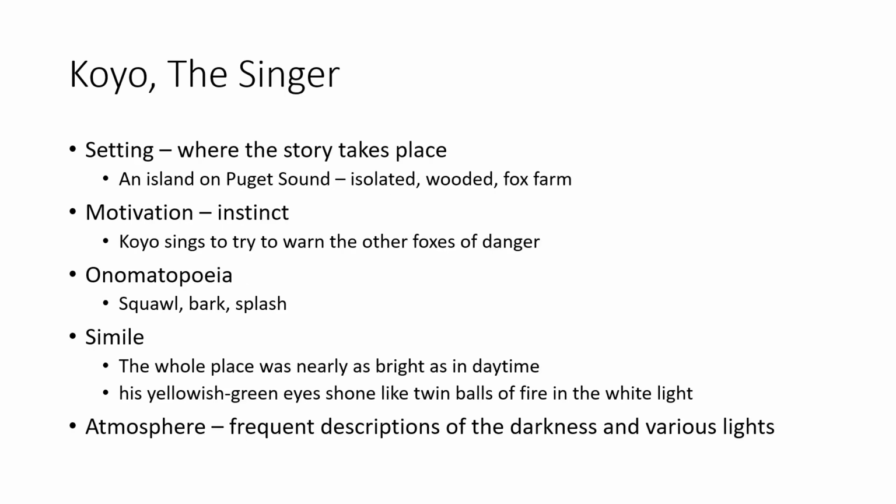Okay, moving on to the next story, we have Koyo the Singer. Okay, that's the last story in this section. And the setting of the story, the setting is just where the story takes place, right? So this is an island on Puget Sound, and it shows you that right under the title, right? So the setting kind of creates the atmosphere for this story. It's isolated. There's not a lot of people, only him and his dad. There's woods, and they're raising foxes, okay?